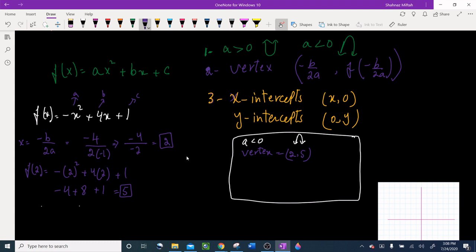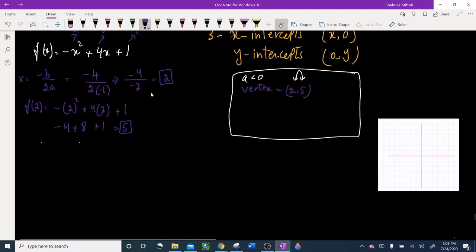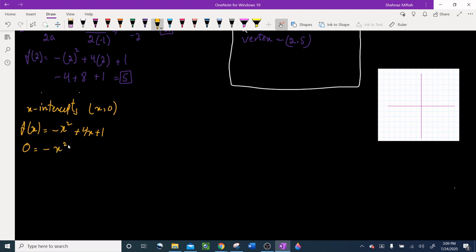Third step, x-intercept and y-intercept. So let's find the x-intercept first. For the x-intercept, I used a yellow color, so I'm going to use the same yellow color. The x-intercept right there, I have the equation which is f of x equal negative x squared plus 4x plus 1. And I am going to make the y 0. X-intercept means when y is 0, right? I just put the ordered pair there. So I got negative x squared plus 4x plus 1.